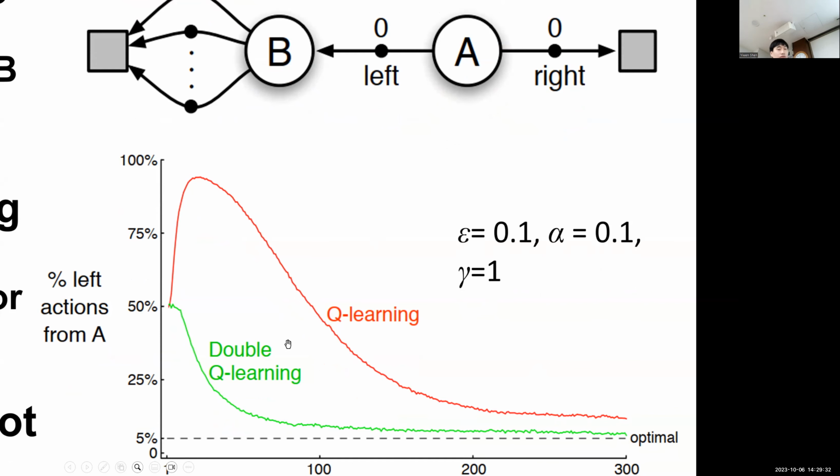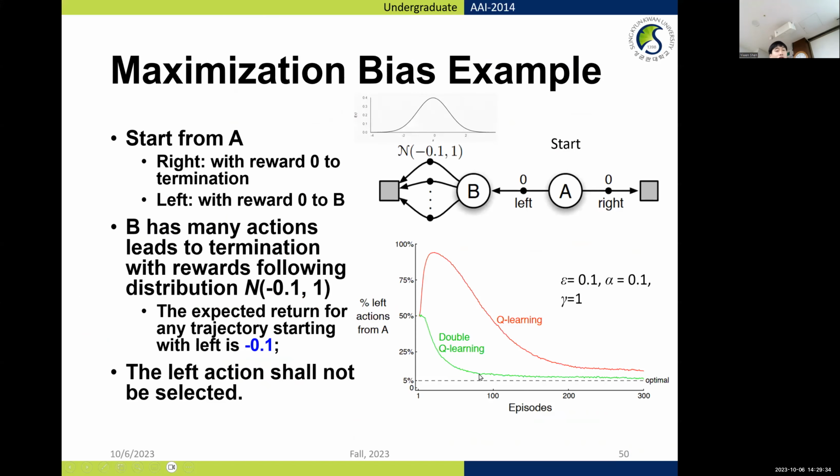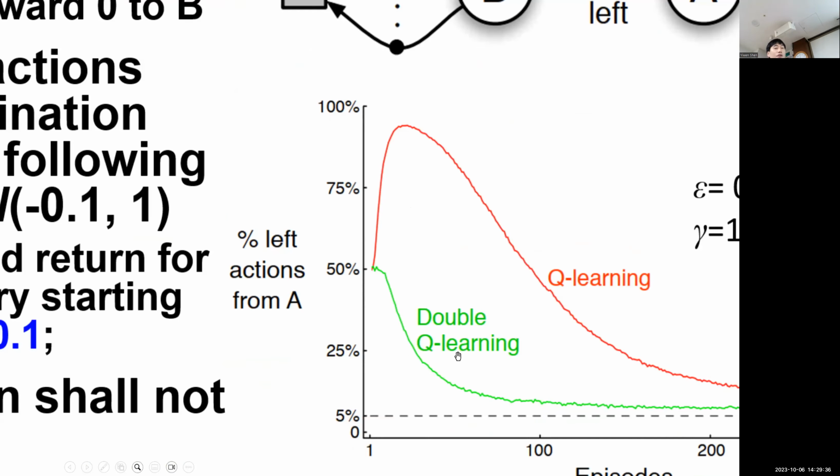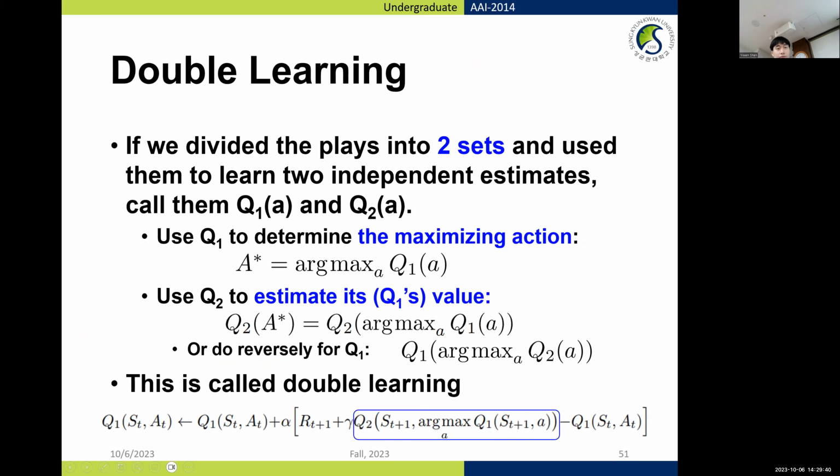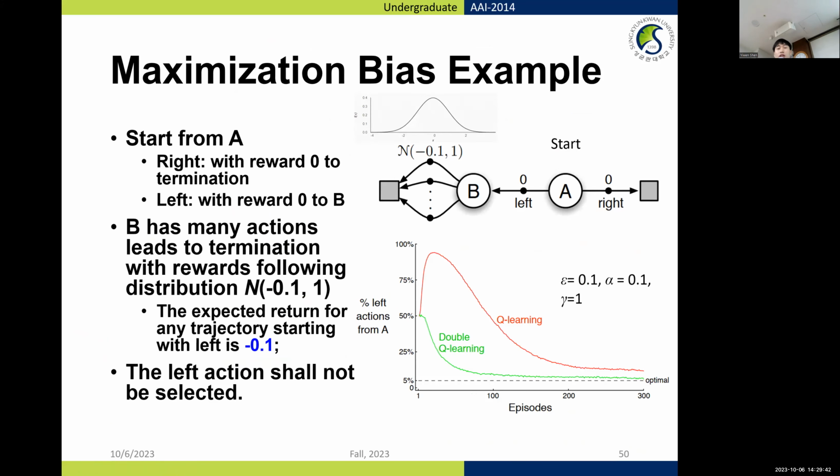So to solve this problem, we introduce so-called double Q-learning. We will look at it on the next page. Any questions on this issue? Understand? Maximization bias.